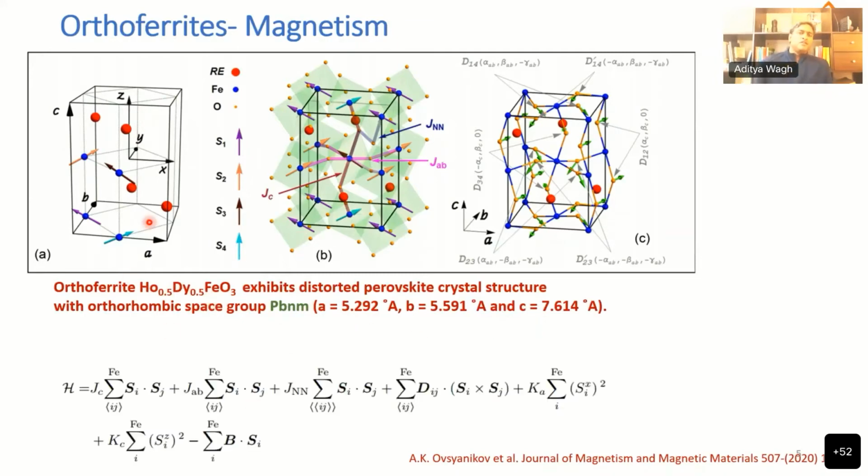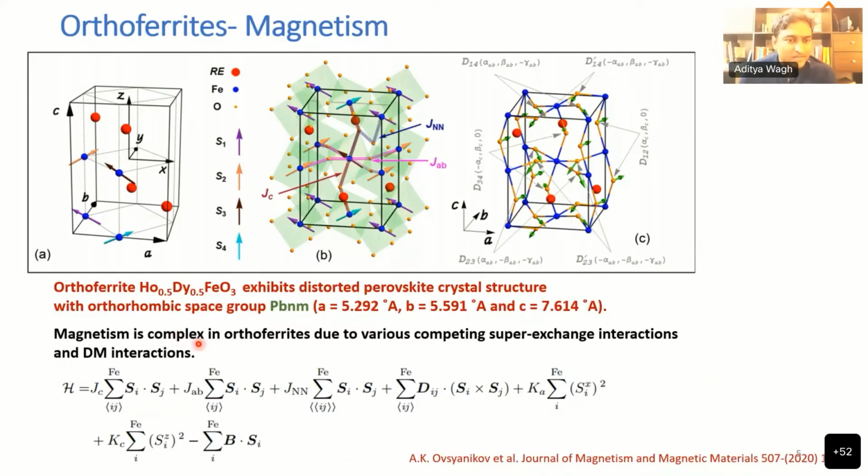Now, in order to understand the spin configuration in the system, we can write a simple model Hamiltonian. You can see that the magnetism becomes complex just because you have various superexchange as well as DM interactions. For example, the first three terms are superexchange interactions. JC is the out of plane interaction between the spin moments, JAB is in plane, and JNN is the next neighbor interaction. So all three need to be considered in these antiferromagnets.